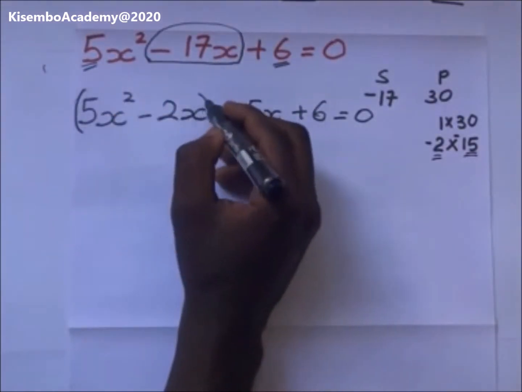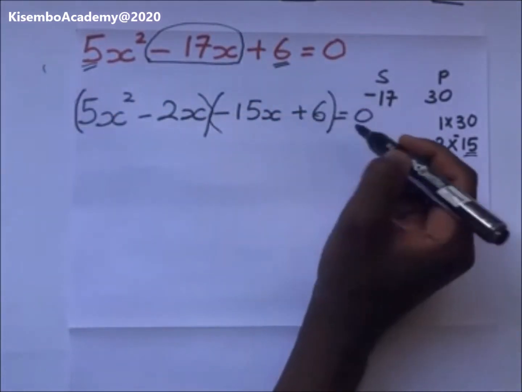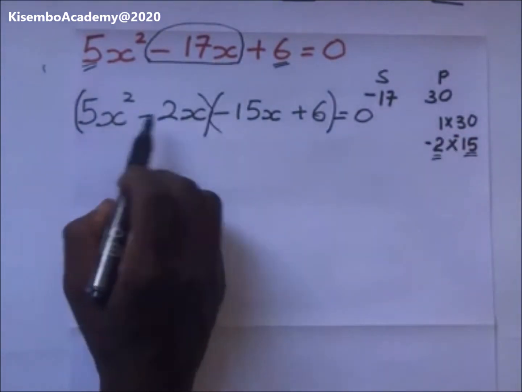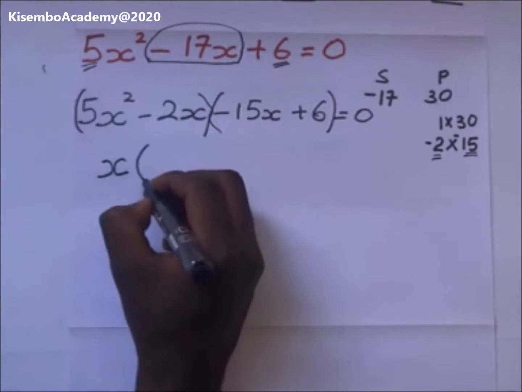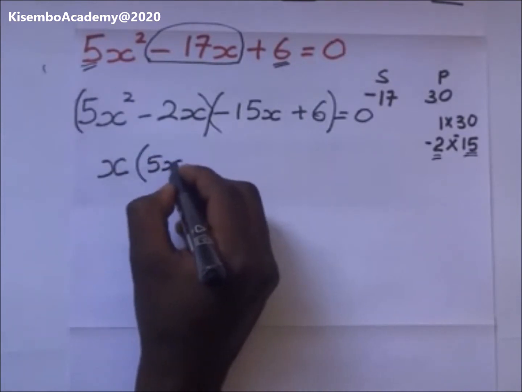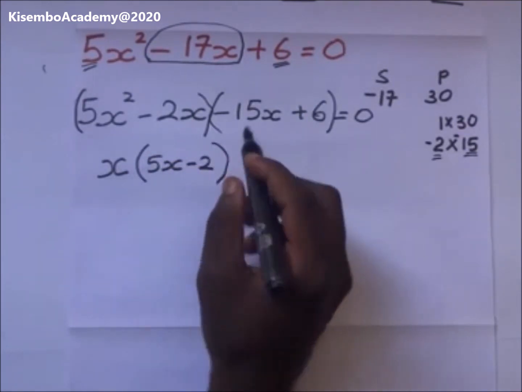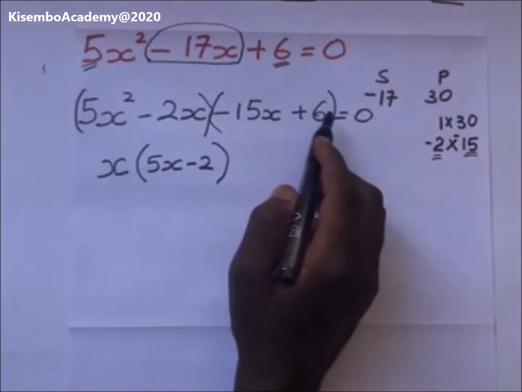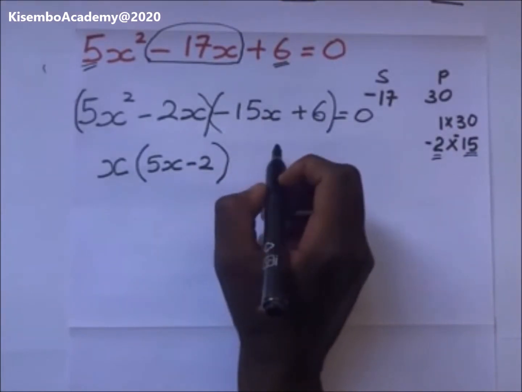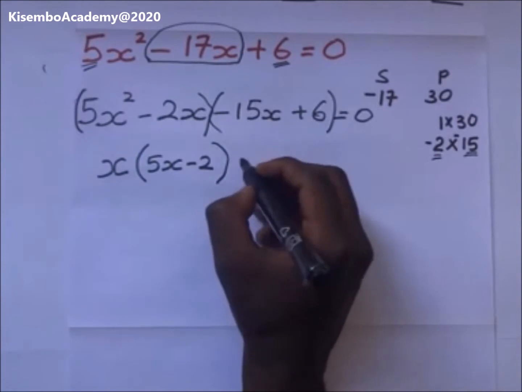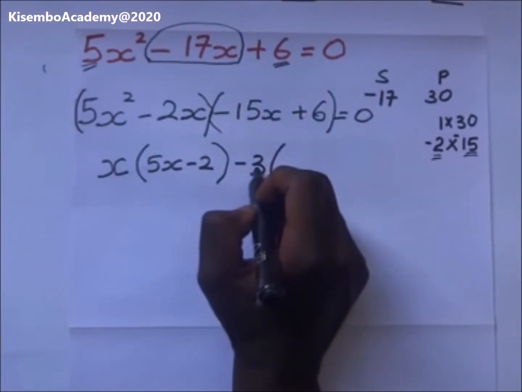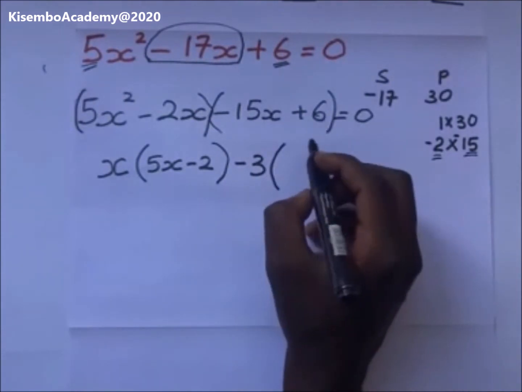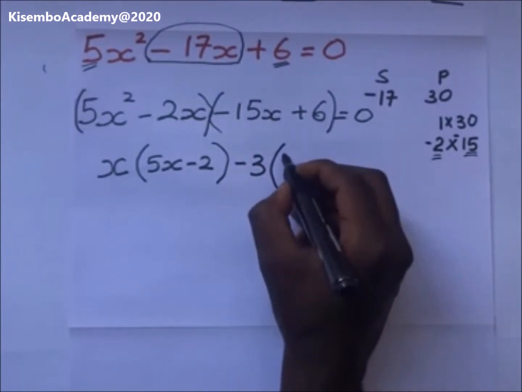So when we introduce brackets right here and there, we factorize out. The common factor here is x, so we put x outside the brackets into 5x minus 2. Then the common factor here is 3, so we put negative 3 outside the brackets into 15x divided by negative 3 will give us 5x.